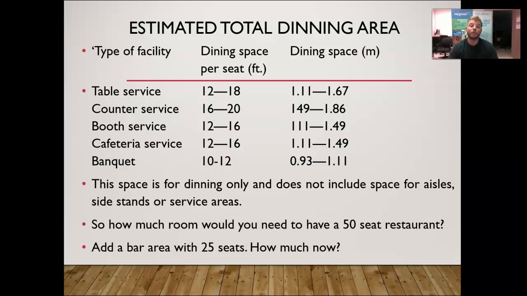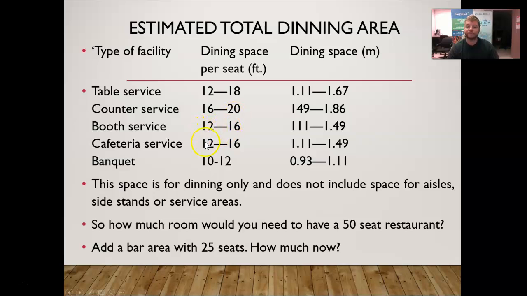And if you were to find out what that room is, if you said 10 by 12, you multiply it, it's 120 square feet. So here they say per seat for table service, it's 12 to 18. It's in metric too here, but we don't need to worry about that. Counter service is 16 to 20, and that usually takes more because on one side of the counter is just going to be the staff, and the other side is the person.